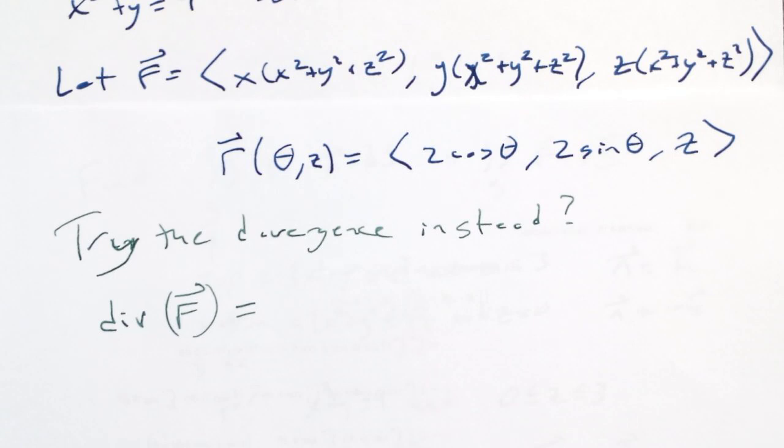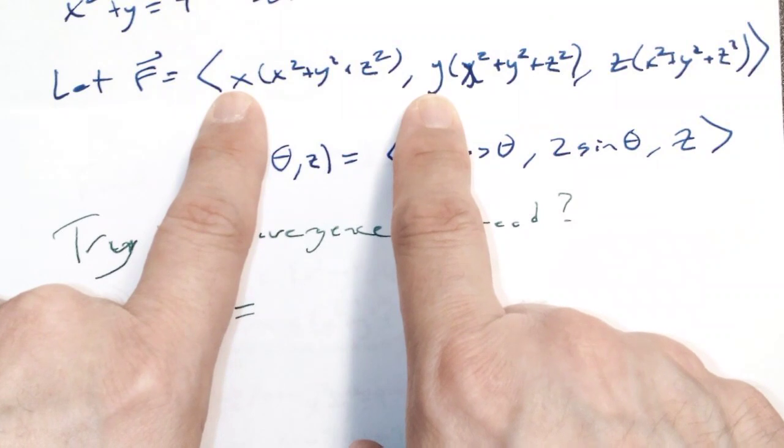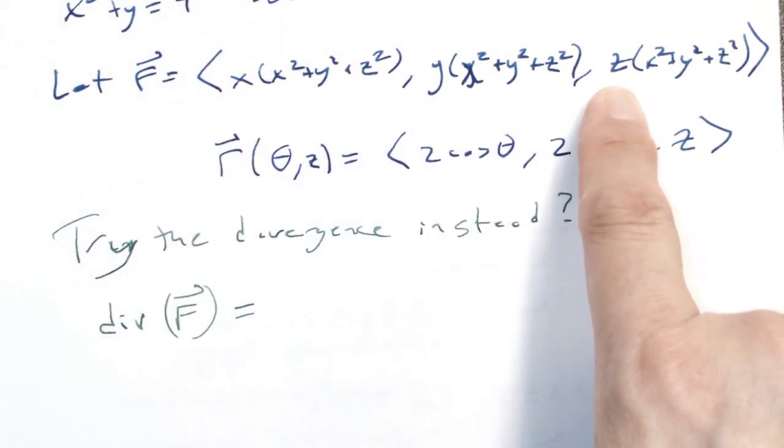I have to do the product rule 3 times. Fortunately for me, it's symmetric. The way you do the product rule in x on the first piece is the same way you do the product rule in y on the second piece, and the same way you do the product rule in z on the third piece.